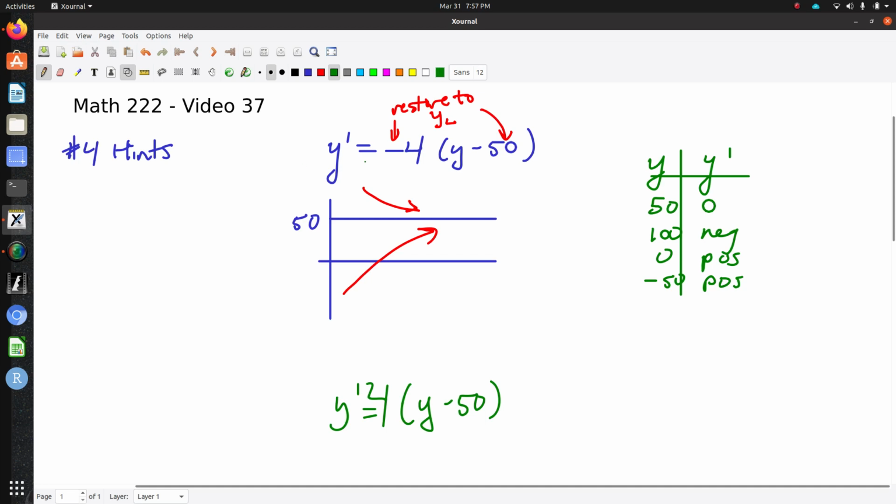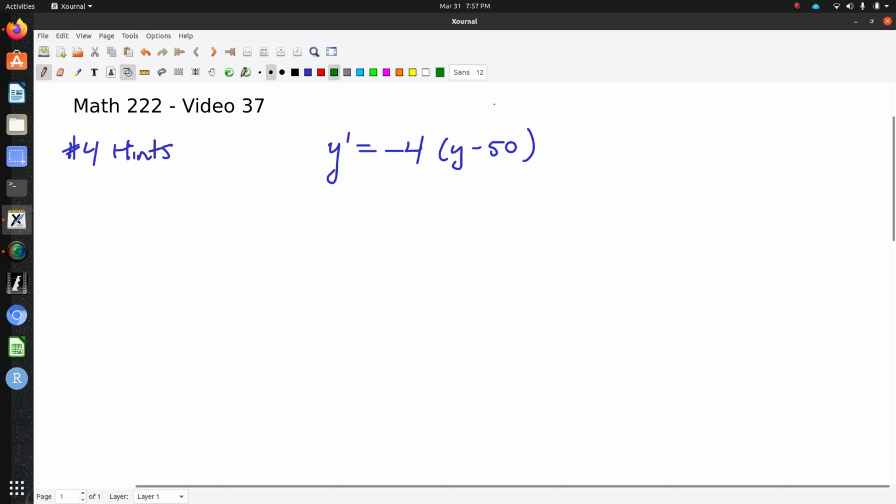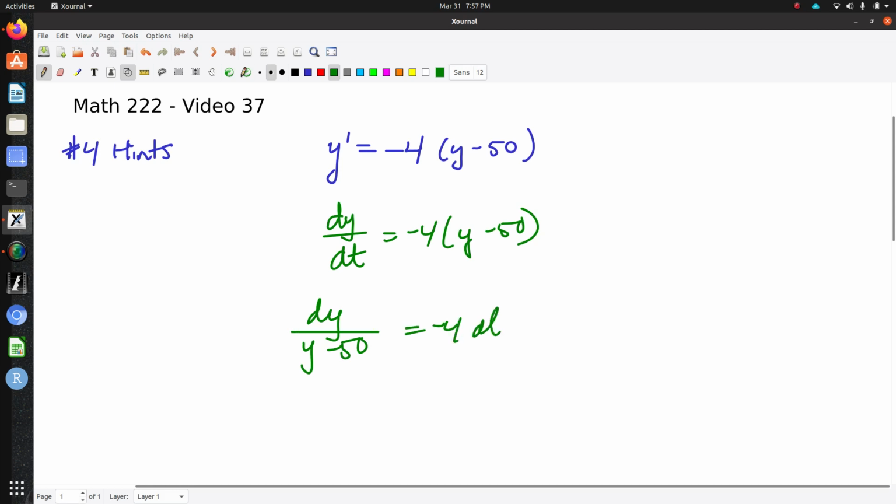So that little negative sign matters a lot. And then you're going to be asked to solve once you have your equation sitting in front of you. And feel free to change the variable names if it helps you, right? So if you want to solve this, how do you go about solving it? This is separable, so you just write dy/dt is minus 4y minus 50, and then you put the y minus 50 down here, minus 4 dt, and go ahead about your merry way.